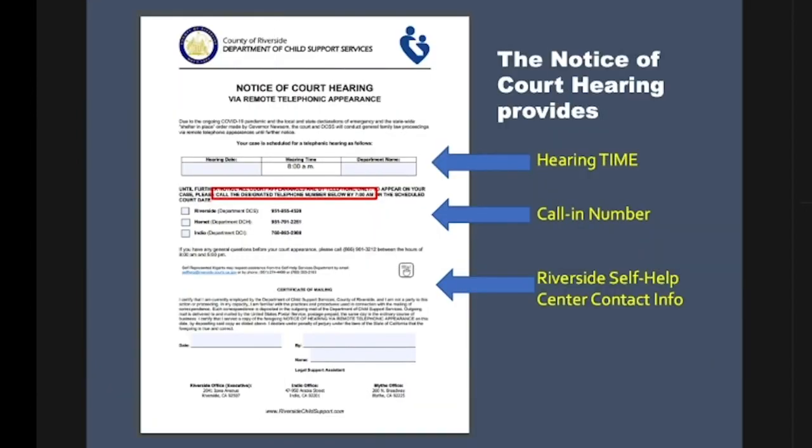You also received a notice of court hearing. This notice provides you with the date and department for your hearing and the appropriate call-in number. Please note that the notice requests that you leave a message at 7 a.m. The Riverside Superior Court Self-Help Center's contact information is also provided in the event you need assistance preparing for your hearing.